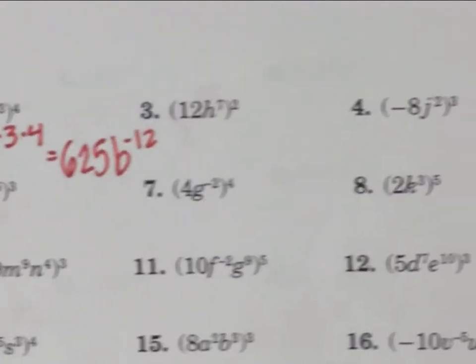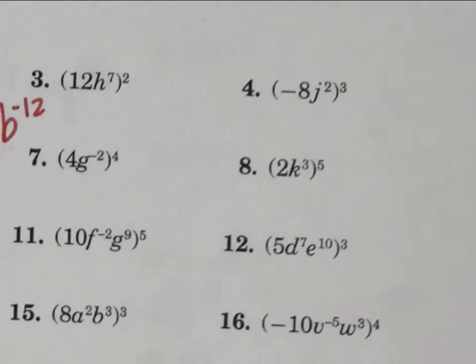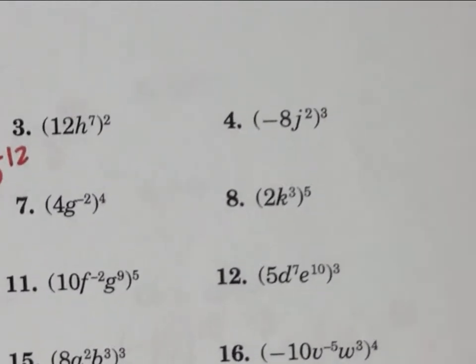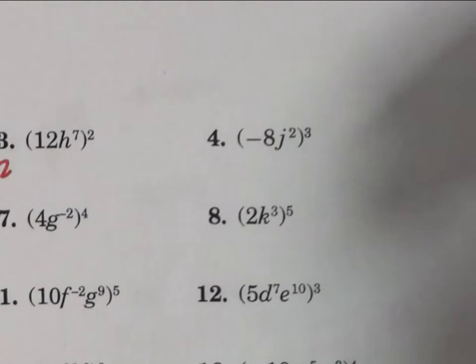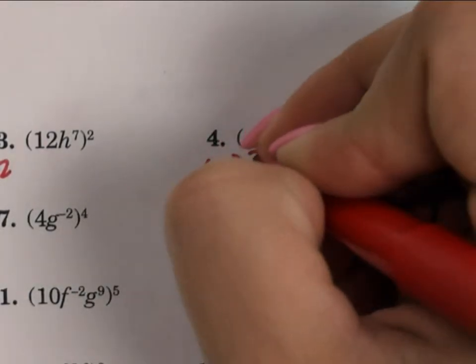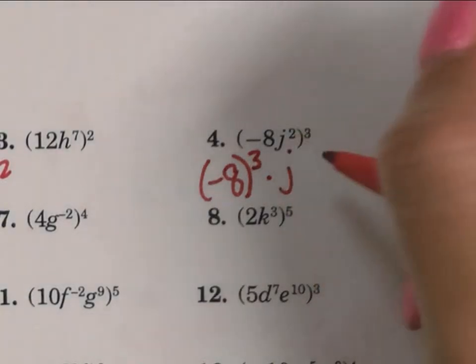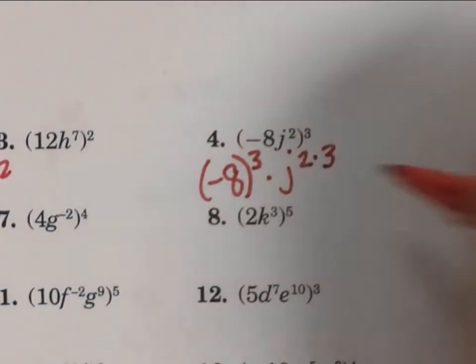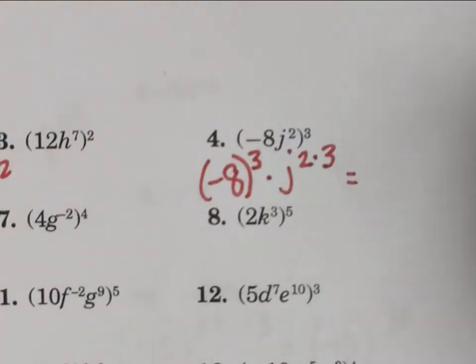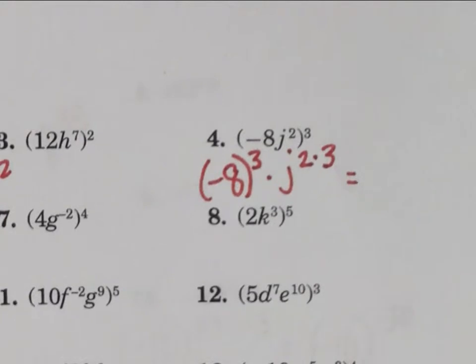Okay, let's look at number 4. Negative 8j squared cubed. So my coefficient is negative 8. So that means I'm going to have negative 8 cubed times j to the 2 times 3. Okay, that negative 8 cubed, that means I'm multiplying negative 8 times negative 8 times negative 8.